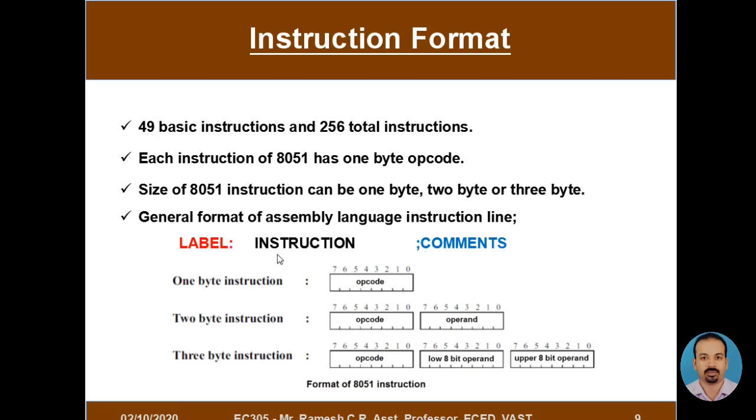Okay, so this is the general format of the assembly language program. This label side and the comment side is not mandatory for the program, but the instruction is mandatory. As you can see, if the instruction is a 1 byte instruction, you will only have the opcode, then the operand will be the accumulator register. If there is a 2 byte instruction, one will be the opcode, and the other byte will correspond to the operand. In case of a 3 byte instruction, you will have 1 byte reserved for the opcode, and the remaining 2 bytes will correspond to the operands.